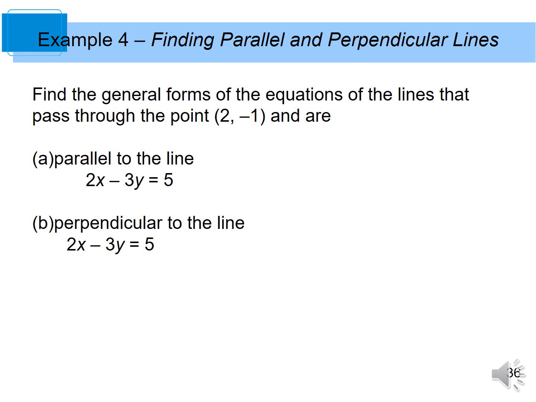Look at the last example. Find the general form of the equation of the line that passes through the point (2, negative 1). Be careful with the key point: you must write your equation in the general form. The line is parallel to the line 2x minus 3y equal to 5 in part A, and perpendicular to the line 2x minus 3y equal to 5 in part B. Okay, the same line.